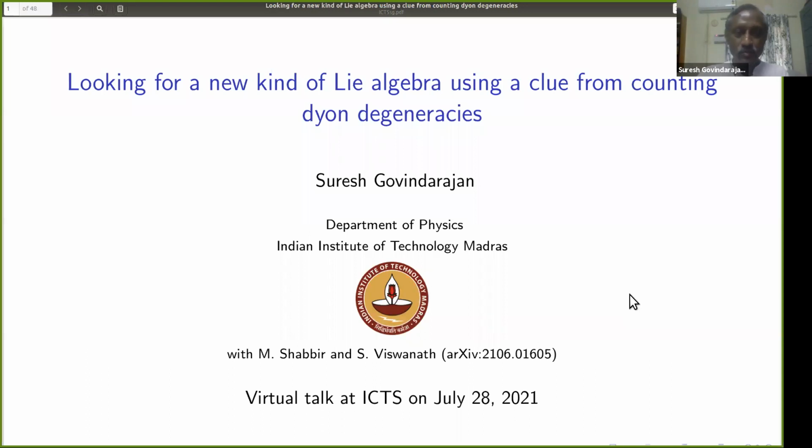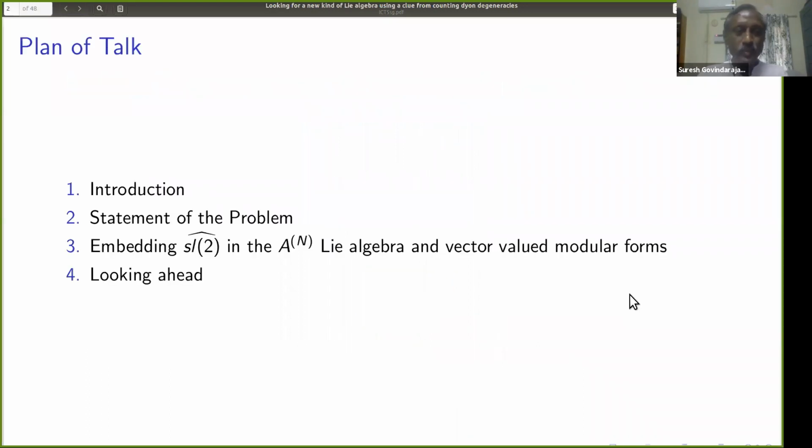So let me get started now. The introduction is going to be fairly long, and then I will be ready to state the problem. Then I will show you our key idea, which is how to embed an affine algebra into a class of Lie algebras that we are looking for. And then I'll discuss what we are looking ahead for.